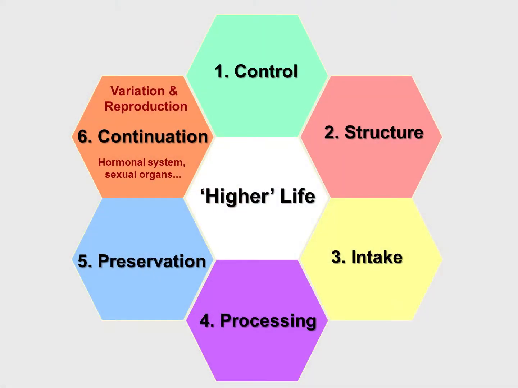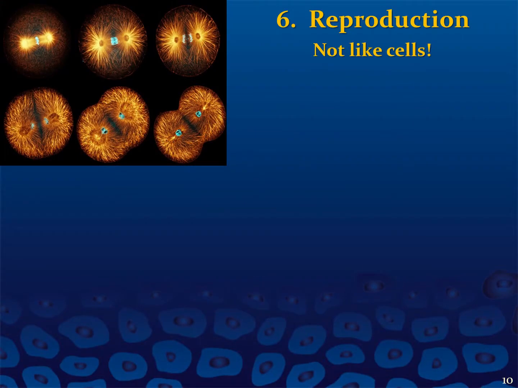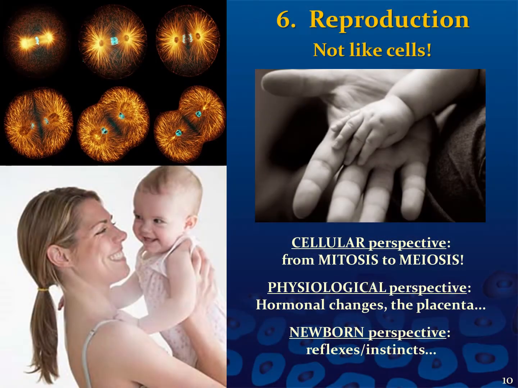Last, but definitely not least, is continuation. This is the sixth aspect of life. And I think everyone in this room knows that you're not going to start at some point in your life dividing in two. That's just not the way it happens with higher organisms, as it does for cells. In fact, it is quite a different mechanism, a much more interesting one I would argue, that essentially allows life to continue at the level of higher organisms.